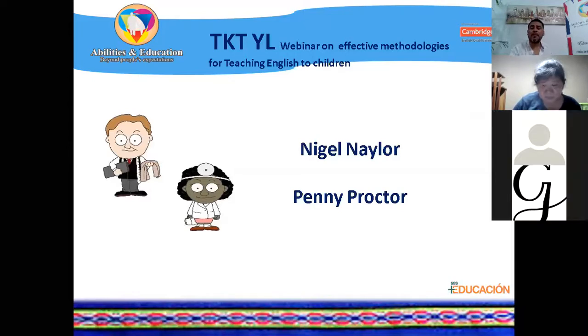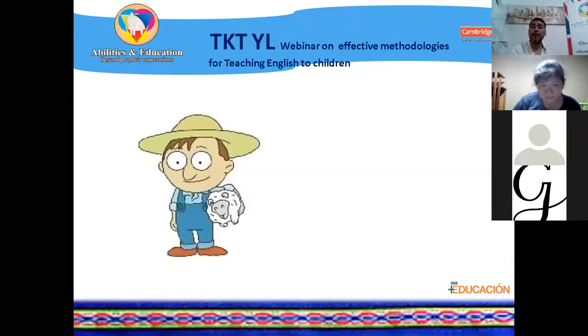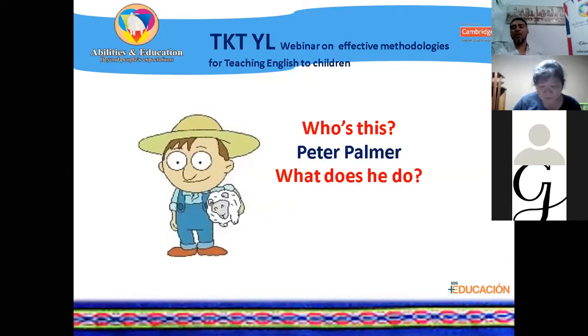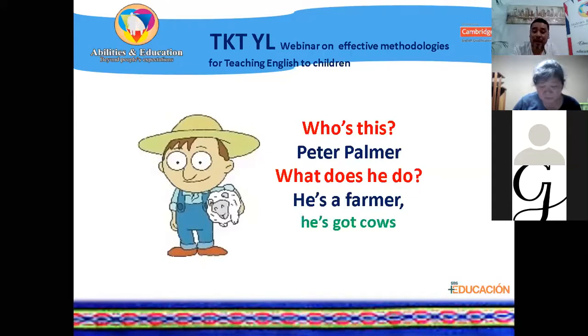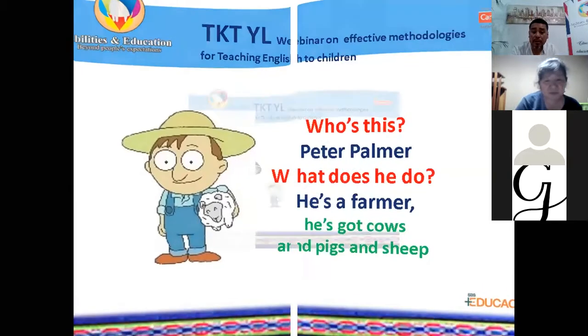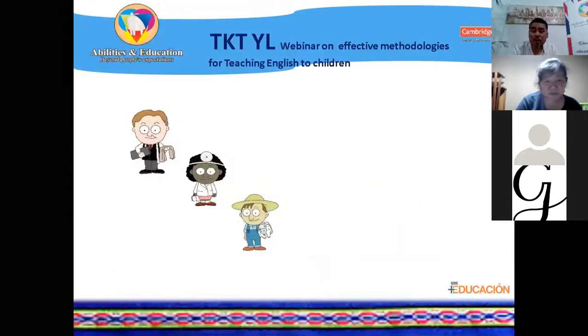All right. Let's continue. There are some more people here I want you to know tonight. This is my friend Peter Palmer. Who's this? Peter Palmer. He's a farmer. Peter Palmer, he's a farmer. He's got cows and pigs and sheep and chickens and hens. He lives on a farm. All right, good. Okay, here are my three friends. What's the name of the first friend? Nigel Naylor.